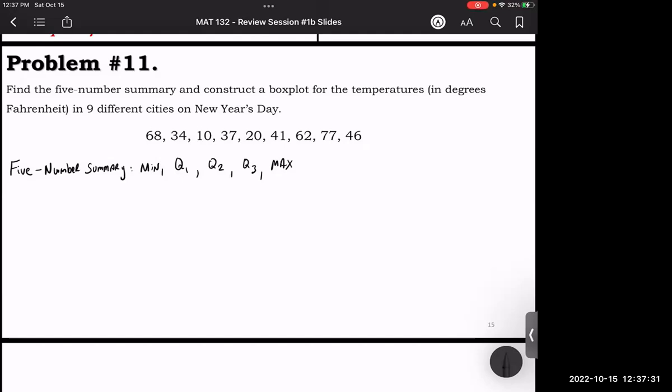So here are the guidelines to get the 5-number summary. The guideline states the following. First, if necessary, have the numbers in order from lowest to highest. Step 2 is, after you have the numbers in order, you should be able to determine the min and max.